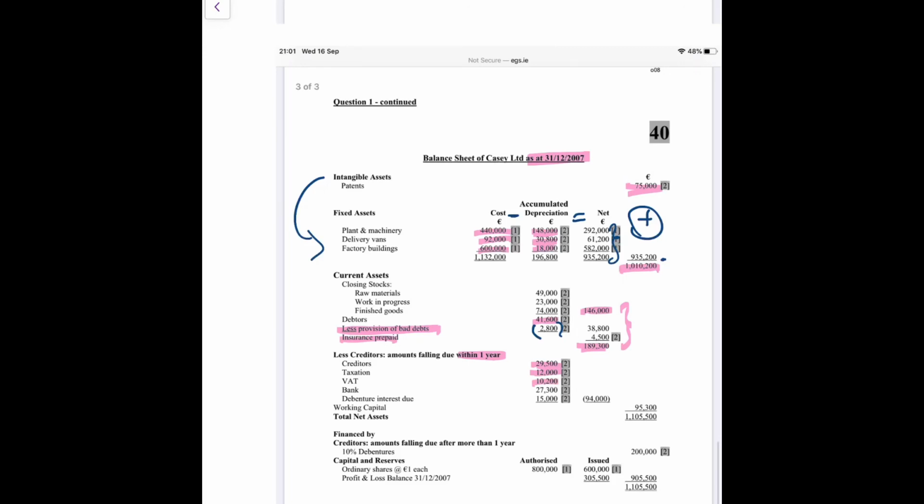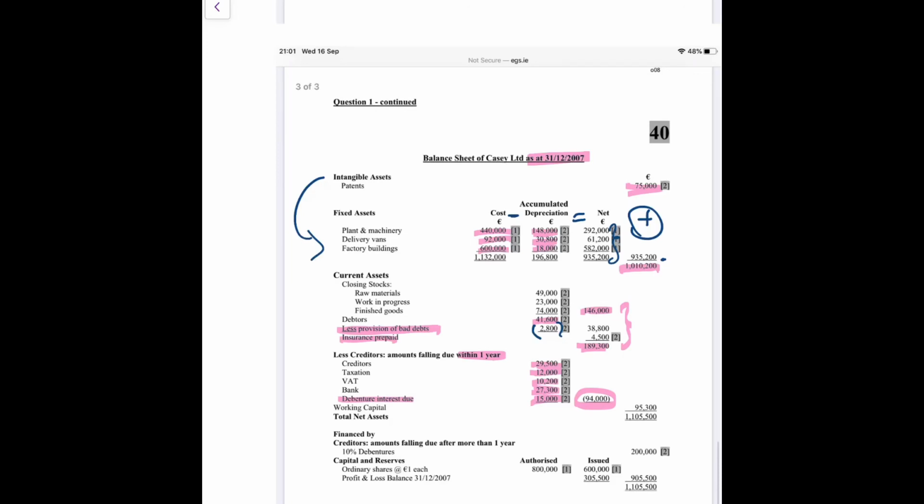Bank was sitting on the credit side, so that's a bank overdraft, 27,300. I also flagged that when we were going through the trial balance. And then the debenture interest due, I haven't paid any of my interest, 15,000 euro that I need to pay, so I'm putting that in there as well. So I'm adding up those 5 things, which means I owe 94,000 euro within the next year, okay?